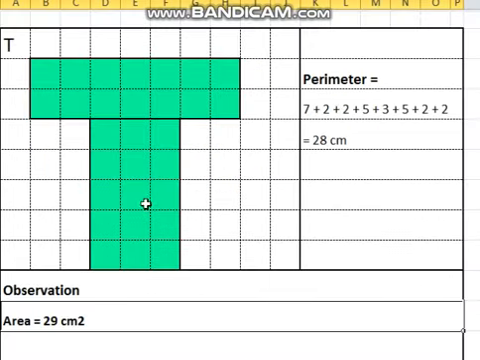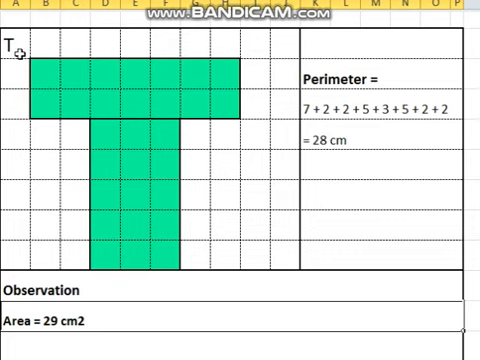Okay, the first one is the T shape here. Whenever you see this T shape, how to do the perimeter is just the same, right? We start from the upper left hand corner, and then we go 7 plus 2 plus 2 and then plus 5 plus 3 plus 5 plus 2 plus 2, and then it is equal to 28 centimeter. That's for the perimeter. Starting point and ending point are the same, and then we stop.